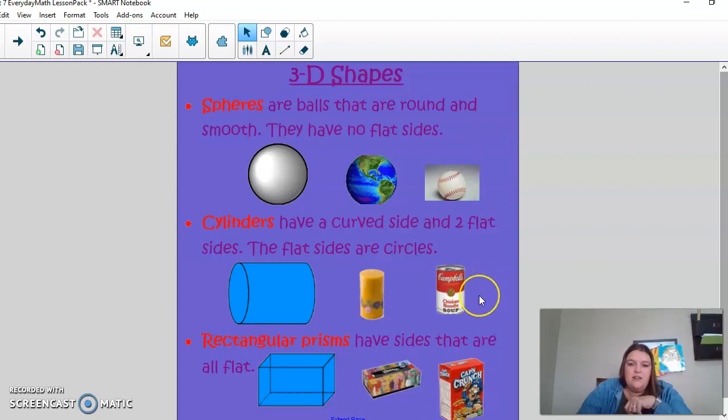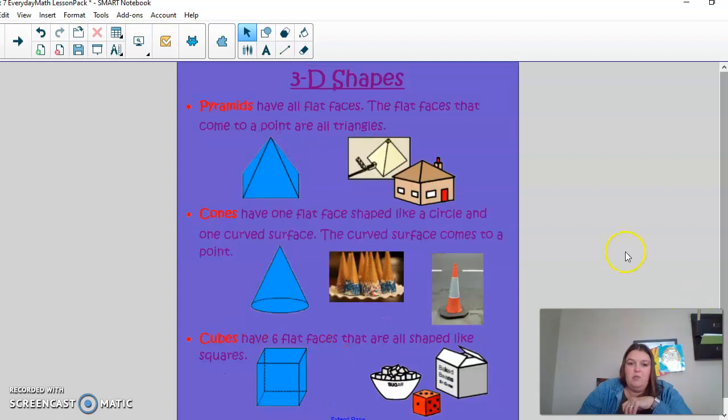Our cylinders have 1 curved side and 2 flat sides, and the flat sides are circles. And our rectangular prisms have sides that are all flat. So now today we're talking about pyramids, cones, and cubes.